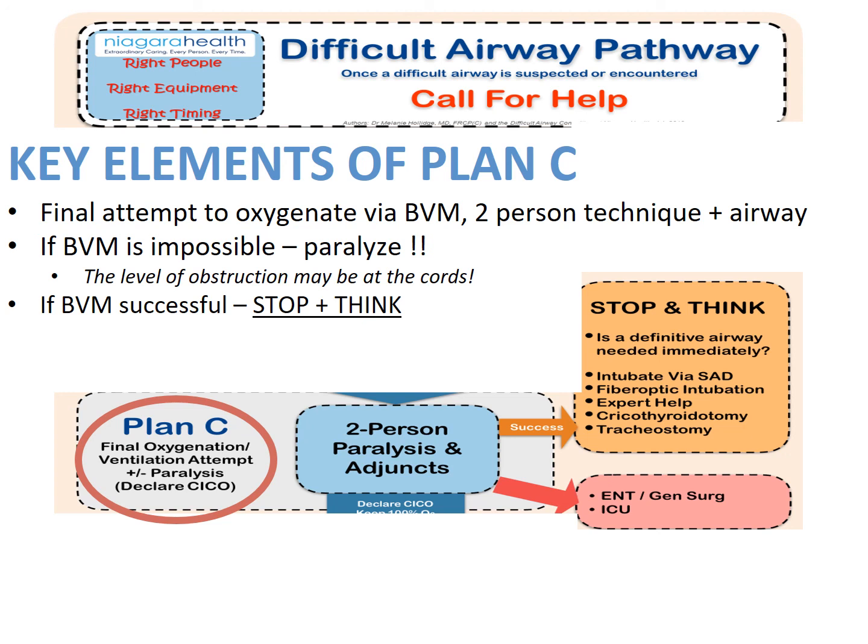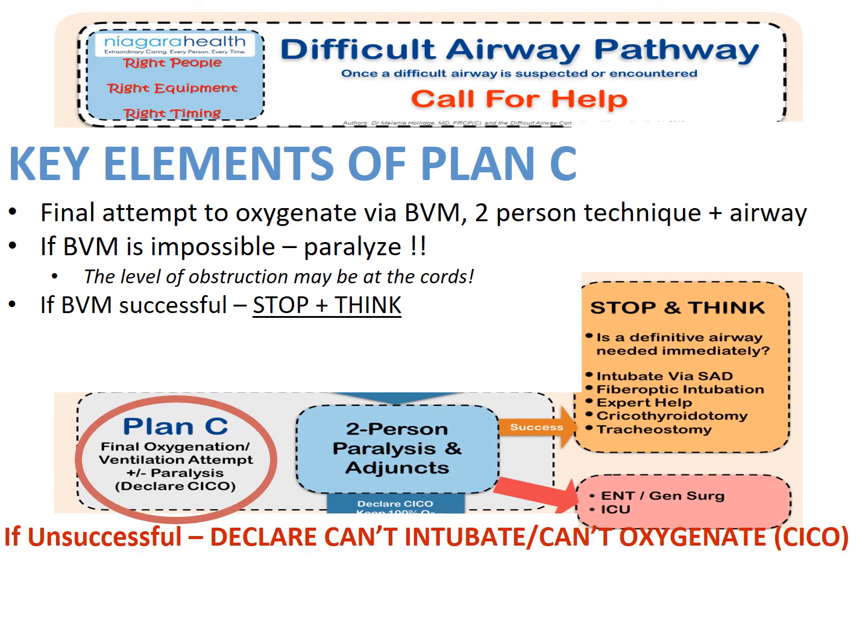And if we do, we need to be thinking about how we're going to do that. We can intubate again through a supraglottic airway device. We can do an awake fiber optic, get some help, or move primarily onto a surgical airway. If you are unsuccessful, you must declare it cannot intubate, cannot oxygenate the patient. This is super critical. This means you need to be moving on, getting ENT, Gen Surg, ICU ready to go, because you're now in the critical stages where you're going to have to move in to a surgical airway.